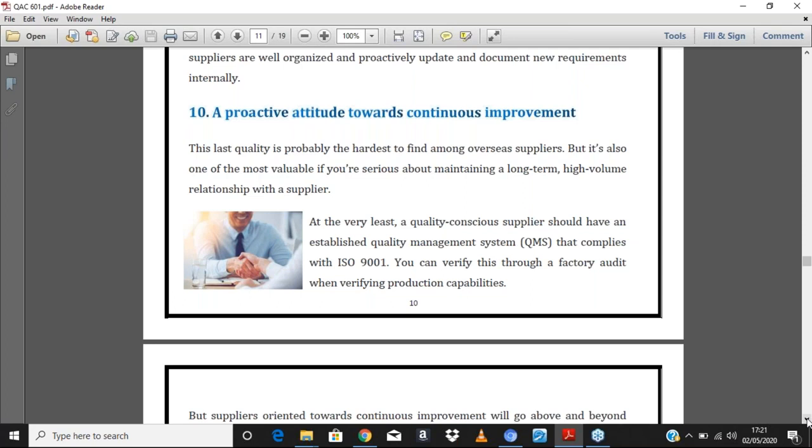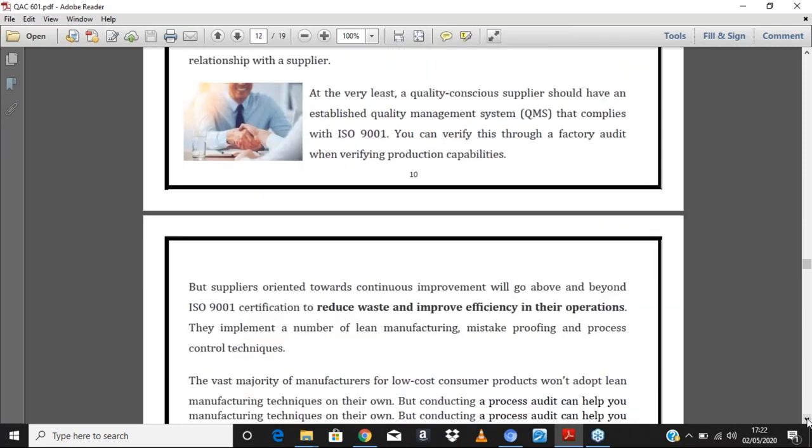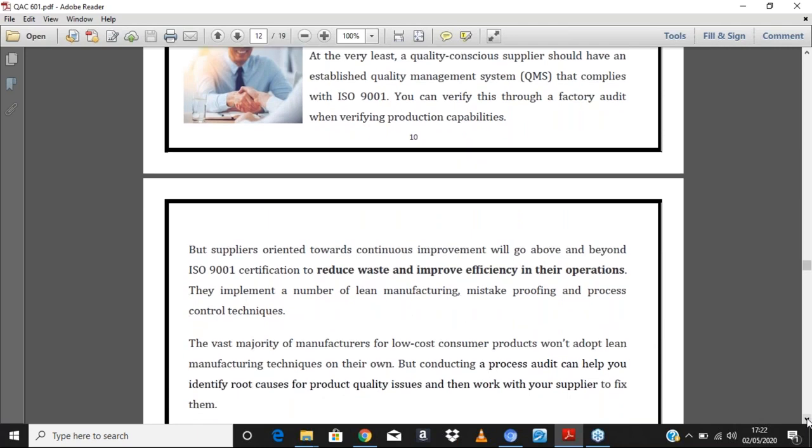So at the very least, a quality conscious supplier should have an established quality management system that complies with ISO. ISO is a world standard for quality, to reduce waste and improve efficiency of operations. All right.